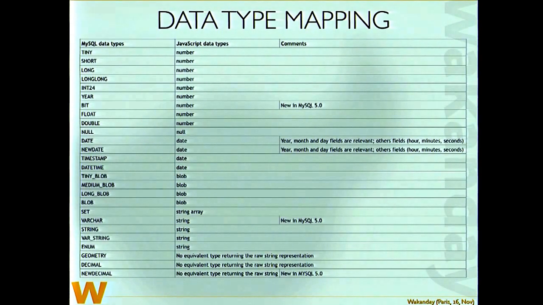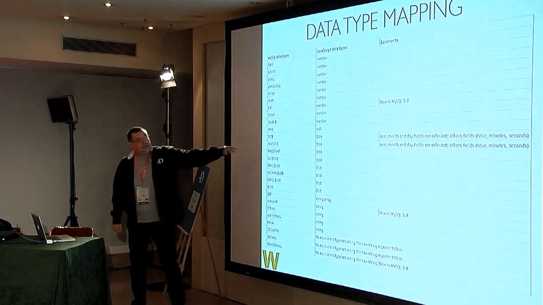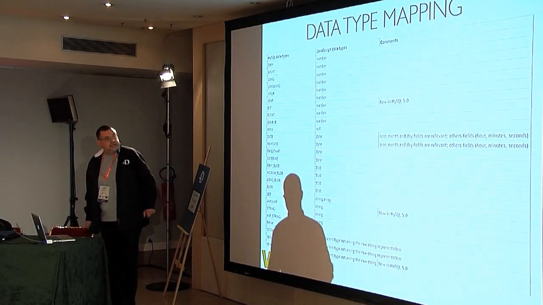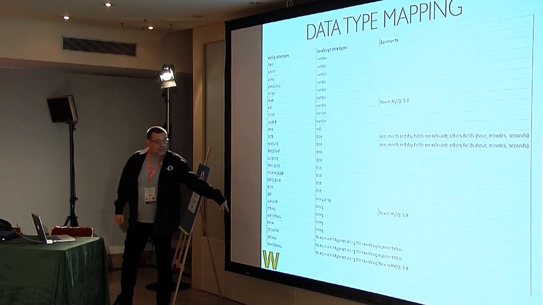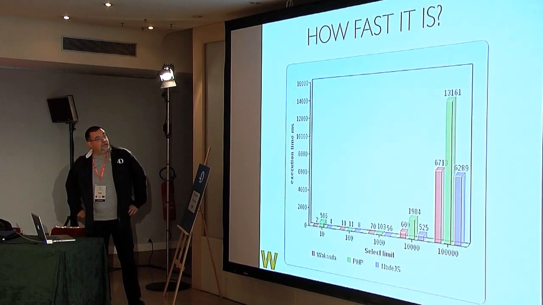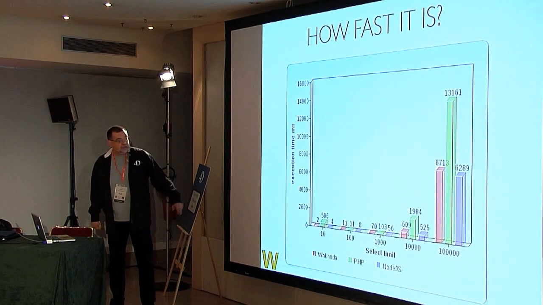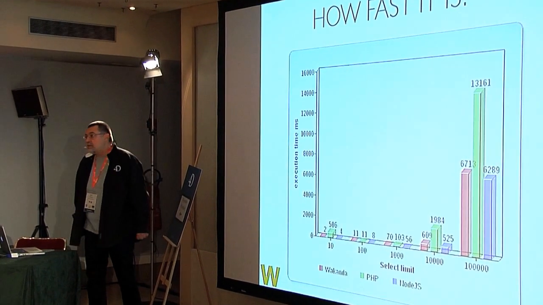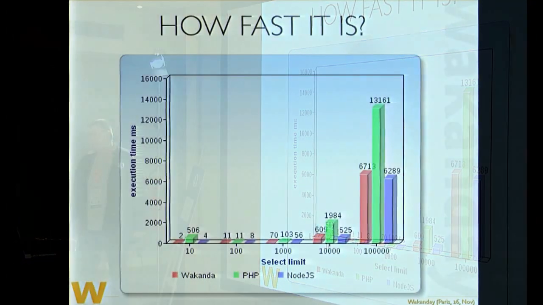Before I go to the demos, these are the data type mappings that you need. As you can see, everything is supported except for some. For example, for date and new date, only the year, month, and date fields are filled, and other fields are zeros. For certain types, there is no equivalent type in JavaScript. The answer to the question of how fast this connector is: as you can see, we are faster than PHP and close to Node.js. This was measured by testing done two weeks ago, so maybe it has improved since.